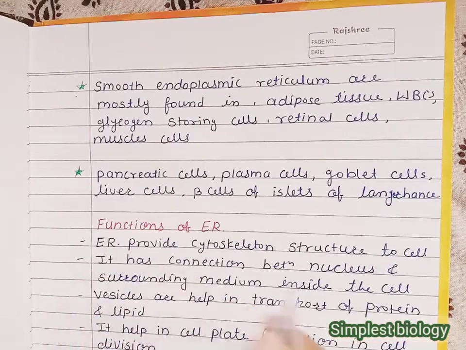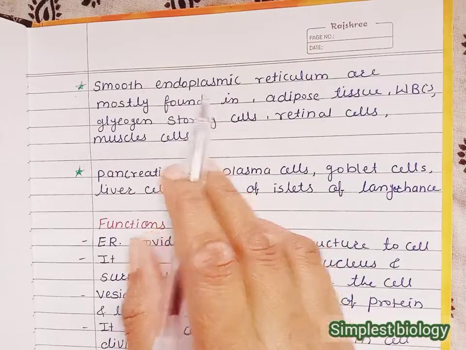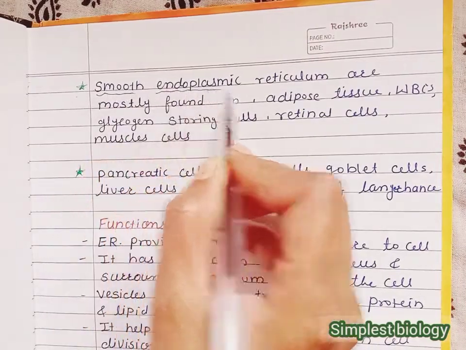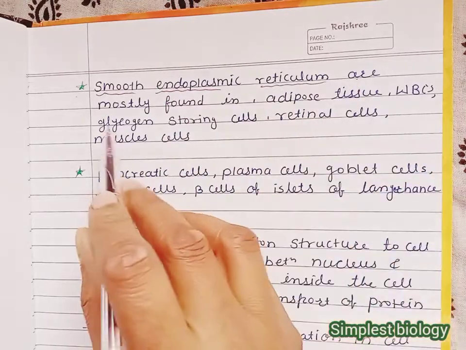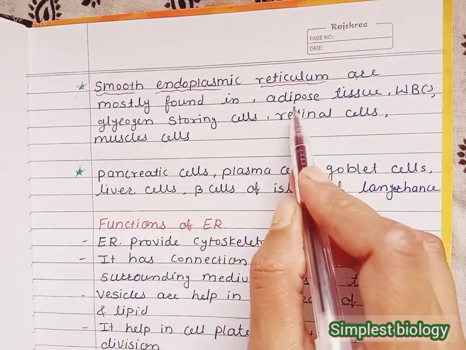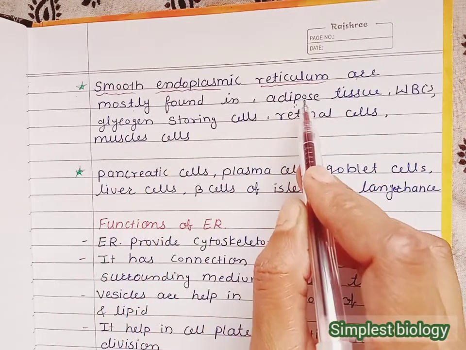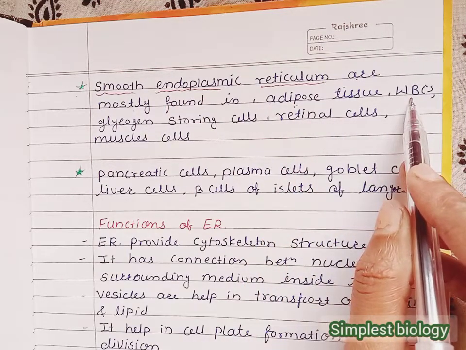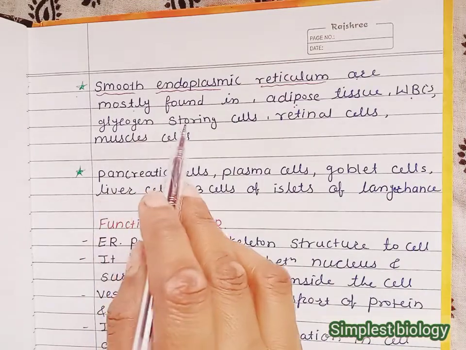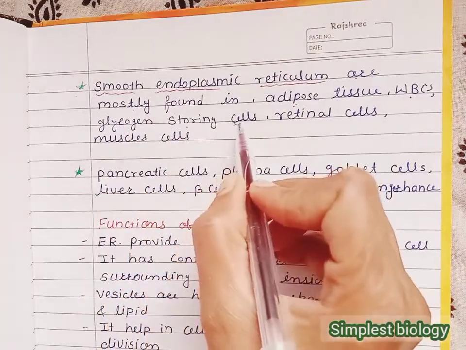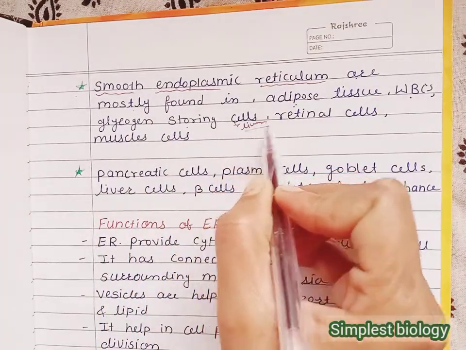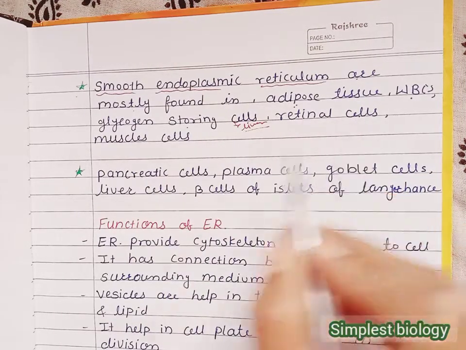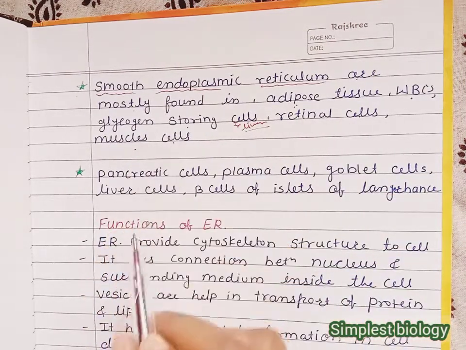Now we see where they are actually located in the body. Smooth endoplasmic reticulum is mostly found in adipose tissue. Adipose tissues are located beneath the skin. Also in WBCs, which we call leukocytes. Glycogen storing cells, meaning the cells of the liver, because the liver stores glycogen. Retinal cells in the eyes and muscle cells.